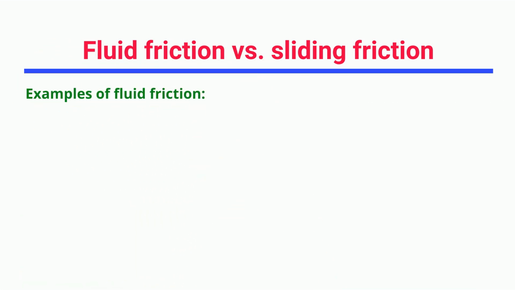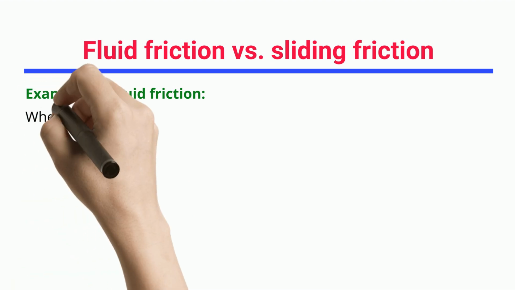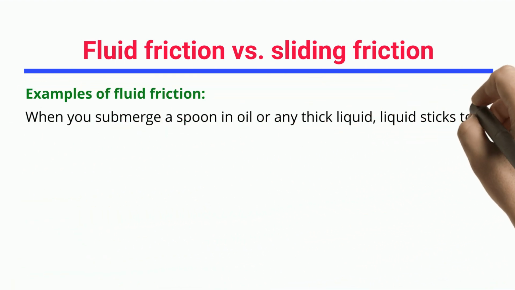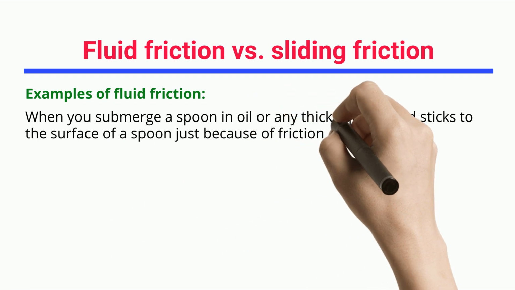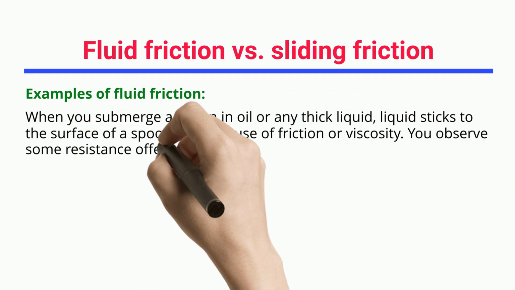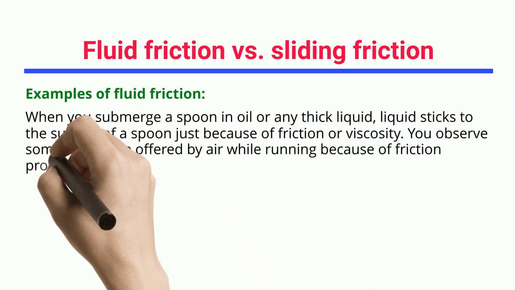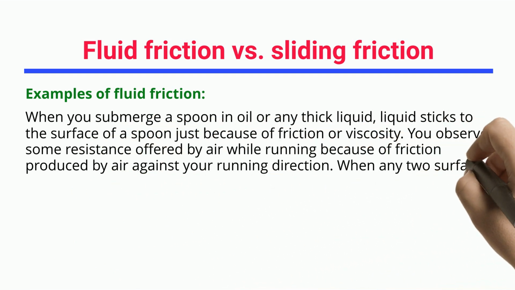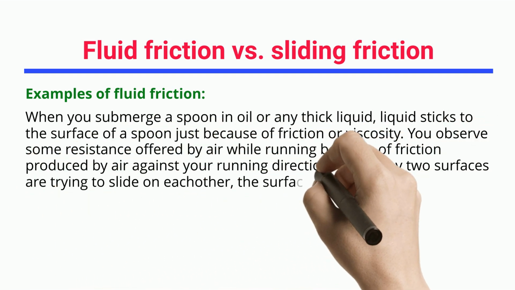Examples of fluid friction. When you submerge a spoon in oil or any thick liquid, liquid sticks to the surface of a spoon just because of friction or viscosity. You observe some resistance offered by air while running because of friction produced by air against your running direction.